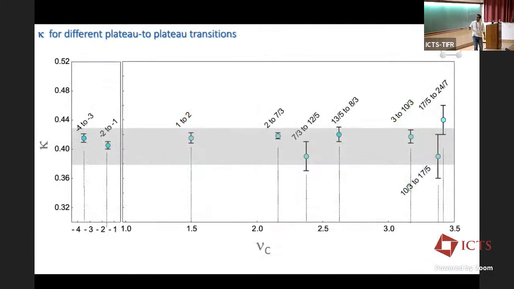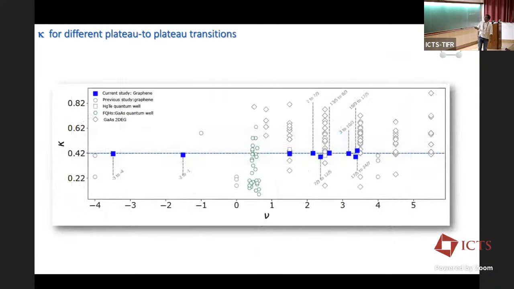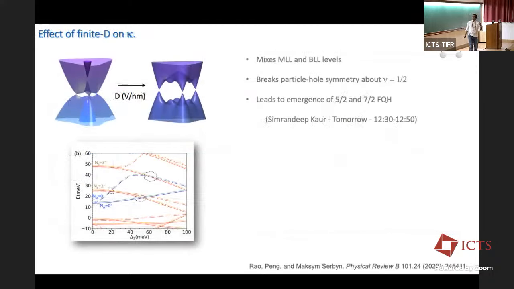So this is our data, the value of kappa for several fractions and for the integers. And just to put things into perspective, all this scatter was the previous data. These are our data points. Okay, and this dotted line is the theoretical prediction. So now that we have a good hold on kappa, we went on to measure the next thing.